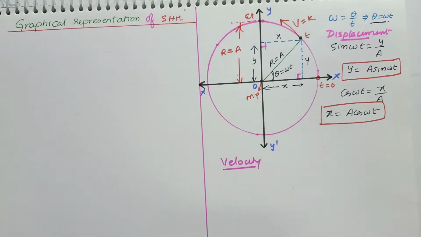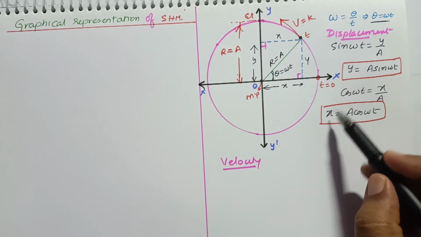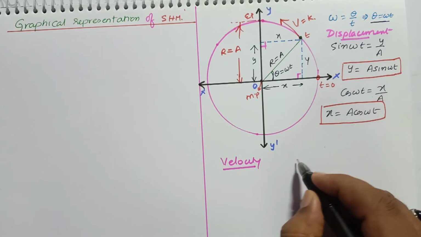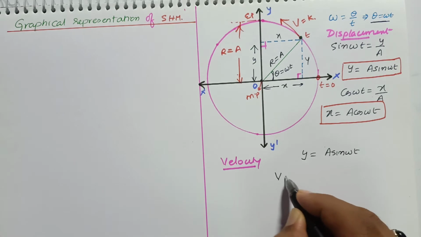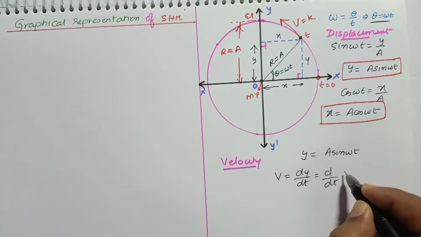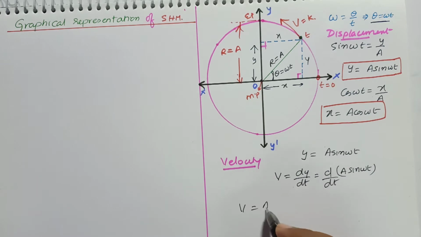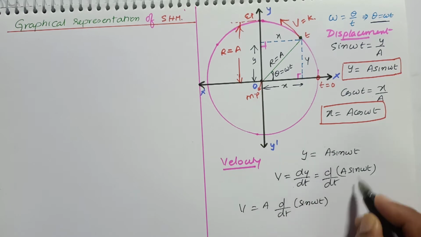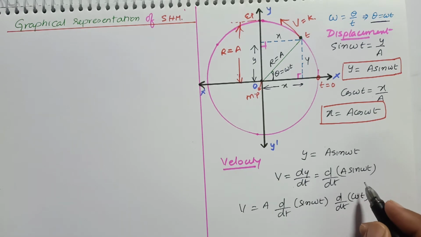How are you going to find out the velocity? For finding the velocity, you just have to differentiate the displacement, either along the y-axis or x-axis. Let us consider the y-axis displacement. You know that y is equal to a sine omega t. Therefore, velocity can be taken as dy by dt. So we have to differentiate a sine omega t now. a is going to be constant. Then we have to differentiate sine omega t first, and then differentiate the angle omega t once again.